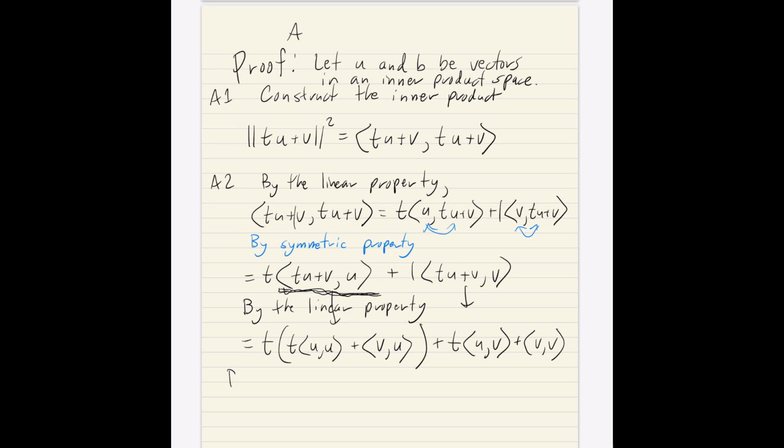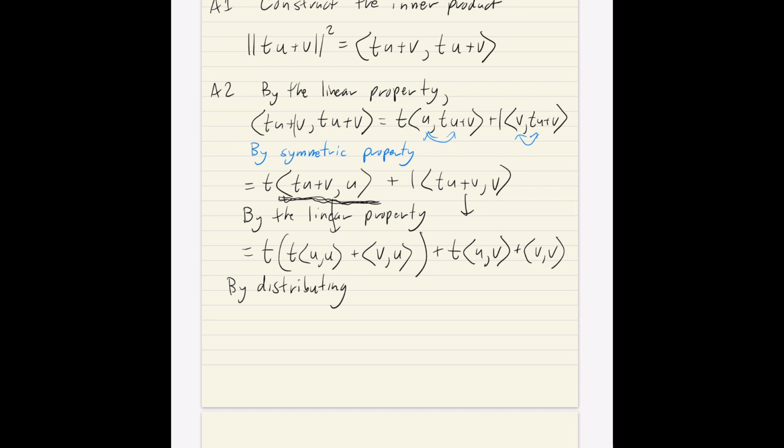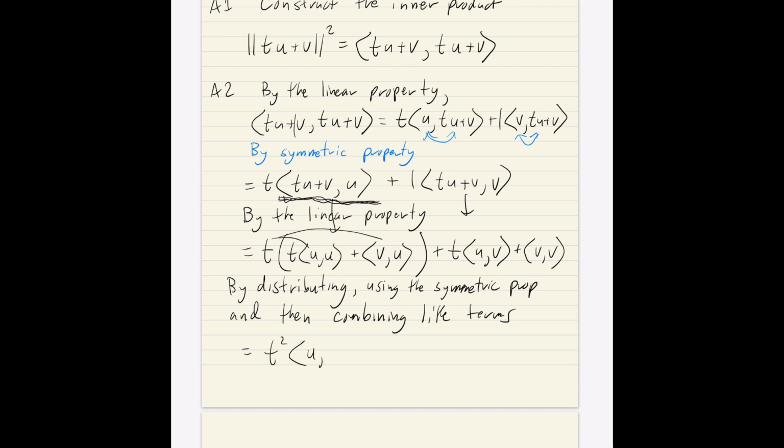At this point, we're going to distribute. And we're also going to use the symmetric property, and then combine like terms. We can go ahead and multiply the t inside. That's equal to t² times the inner product of u and u, plus I'm going to switch these two around so we can combine the two uv terms that we have, and the t goes in front of it, t times the inner product of u with v, plus I have another term like that, t with u and v, and then finally plus the inner product of v and v.